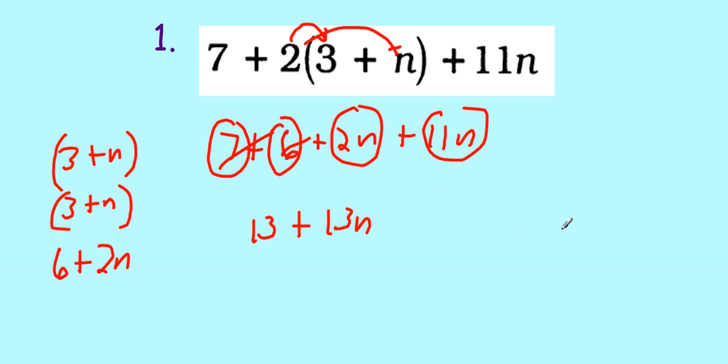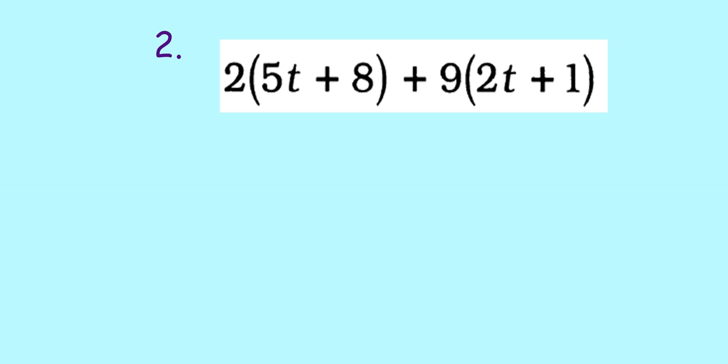Make sure if you have questions, you write those down for that problem. Okay. Number 2. We have to do 2 distributing. When we distribute, we have to make sure that we distribute to both terms inside the parentheses. So we're going to distribute here. Well, 2 times 5t is 10t. And then we have to do 2 times 8. 2 times 8 is 16. Plus. Okay, now we're going to go over here and distribute.